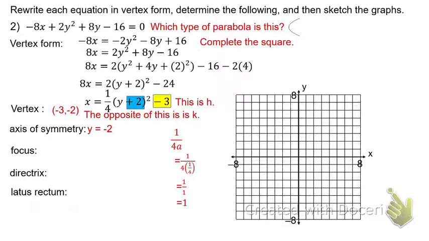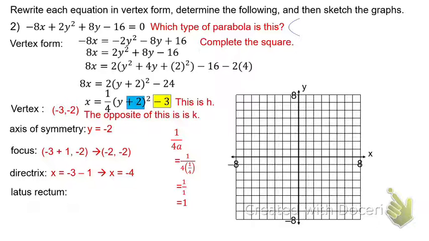To find the focus, we're going to add it to get it 1 unit to the right of the vertex, which means we're going to add it to the h value. So -3 plus 1, comma -2, is going to be my focus, or (-2, -2). The directrix is going to be to the left, which means we're going to subtract it, in which case x equals -3 minus 1, which gives me x equals -4. And that vertical line is going to be the directrix.